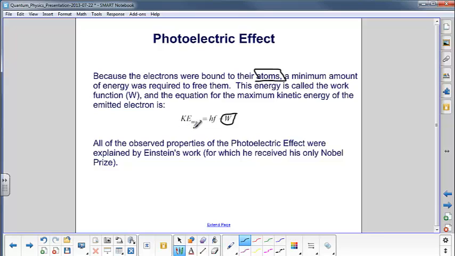So the maximum kinetic energy of the electrons leaving the surface would be the energy delivered by the light photon, hf, and remember, one photon, one electron, minus the energy it takes that electron to fight its way out of the metal. Now, all of the observed properties of the photoelectric effect were explained by Einstein's work, every single one of them. And he received the Nobel Prize for that. That's the only Nobel Prize Einstein ever won. It was not for his work on relativity and E equals mc squared. It was for the photoelectric effect.